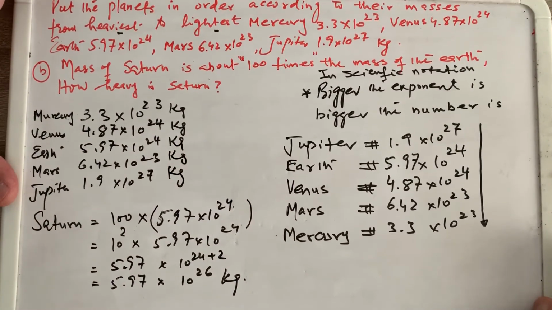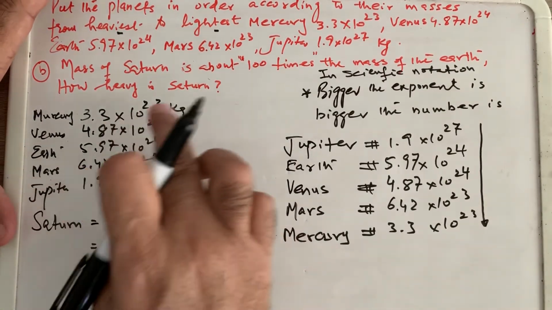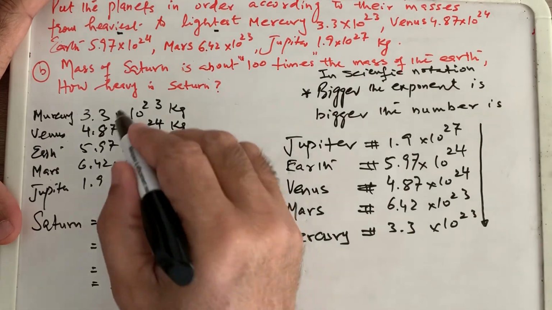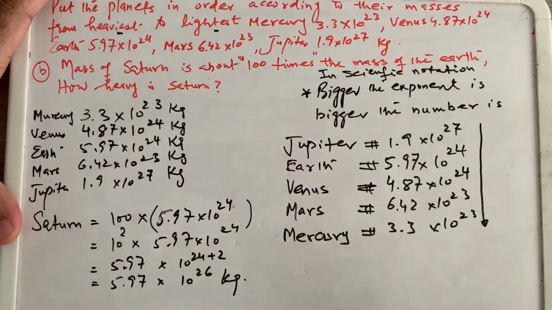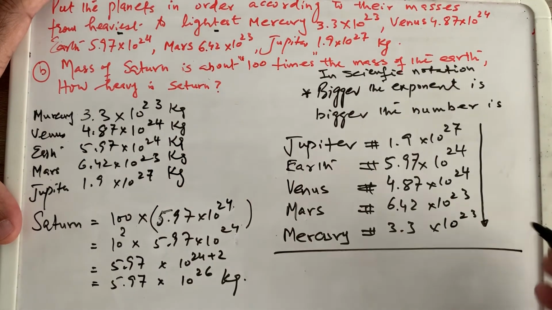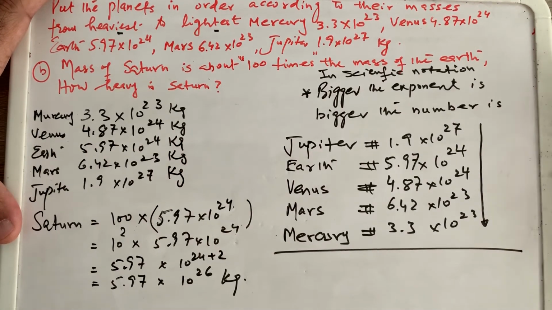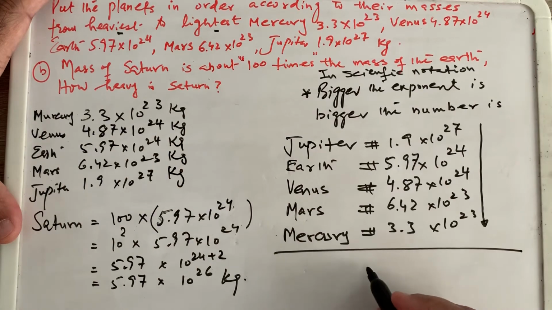Another way of doing it, if you want, is to put them in the same exponential form, and then you can see which number is bigger or lesser. But this one is easier, because you can see that a bigger exponent means a bigger number. But if you want to do it for practice, let's do that.